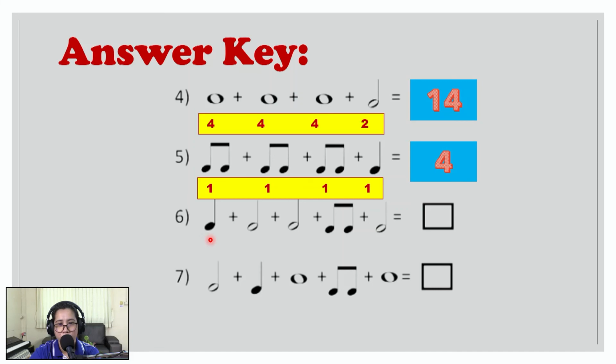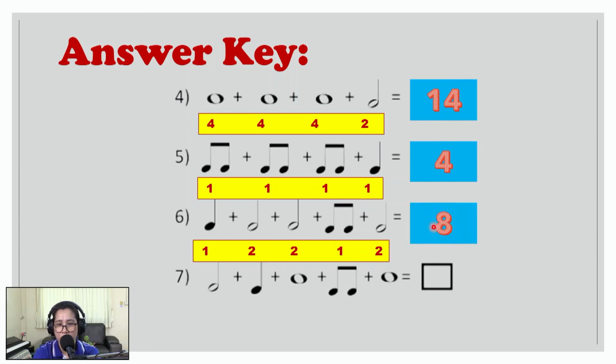So we have quarter note plus half note plus half note plus beamed eighth note plus a half note. The numbers are 1 plus 2 plus 2 plus 1 plus 2. How much is that? Okay, 5 seconds to voice out your answer. 1, 2, 3, 4, 5. Answer. The answer is 8. Let's do number 7.